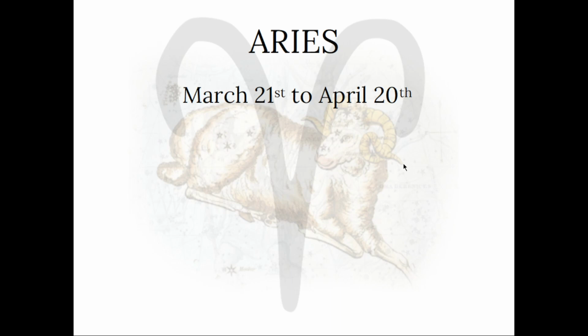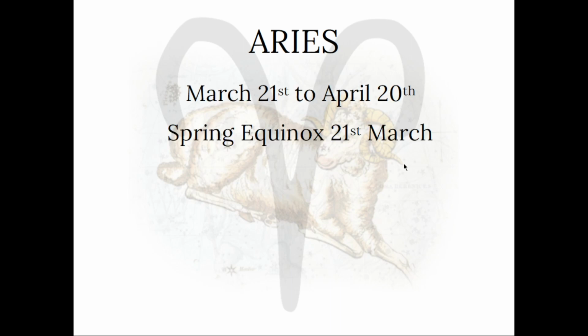And why does it start on the 21st? Well, the 21st of March is the spring equinox. It is the day of the year that has the same length of daylight as night time. And the other time of the year when that is the same is the autumn equinox.